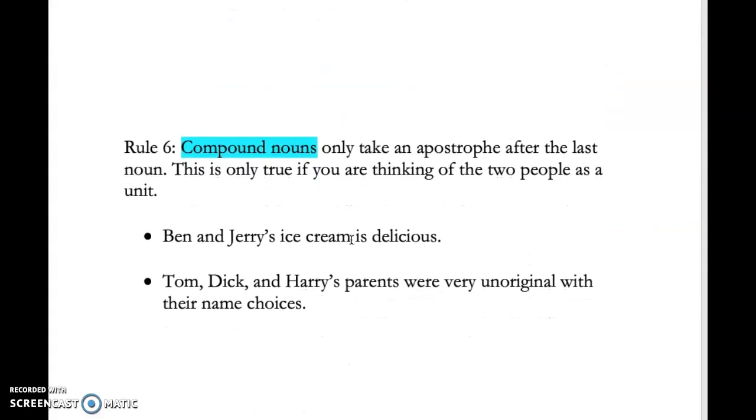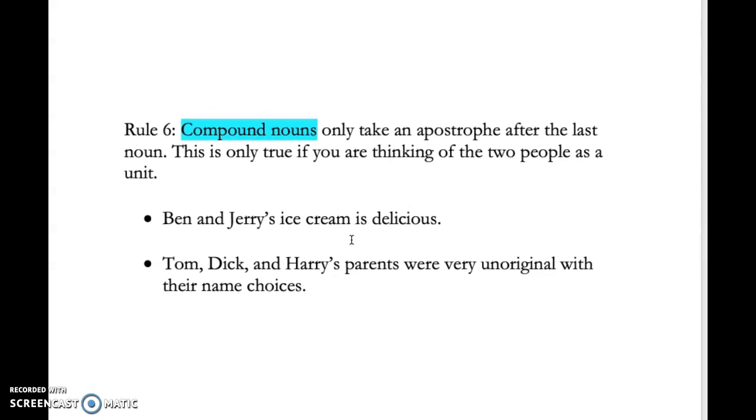This is the last rule. And this one, I think, is kind of the hardest to wrap your head around, so I hope you're not too tired. Compound nouns, which are nouns of 2 or more people, take an apostrophe after the last noun if you are thinking of the 2 people as a unit.